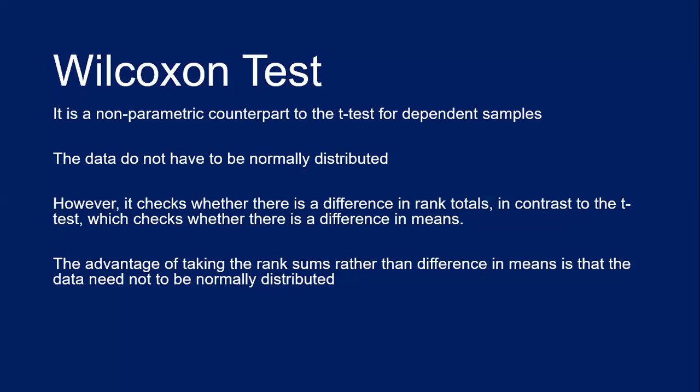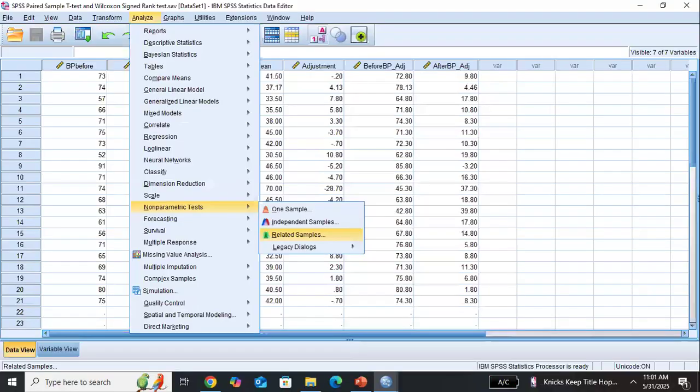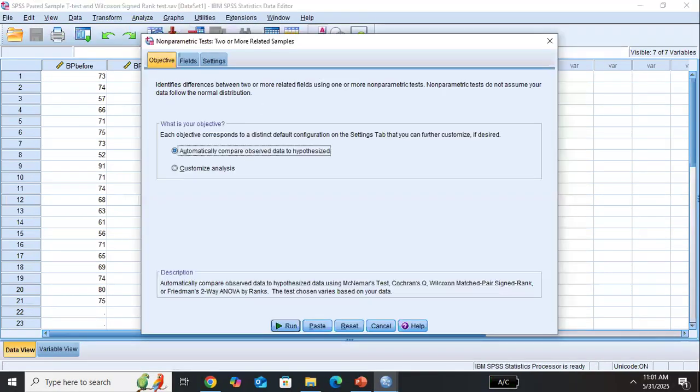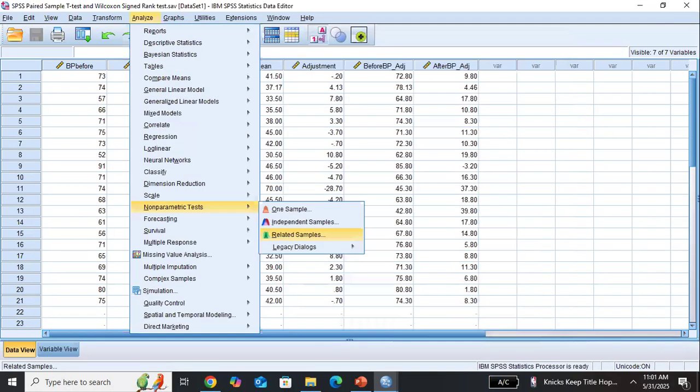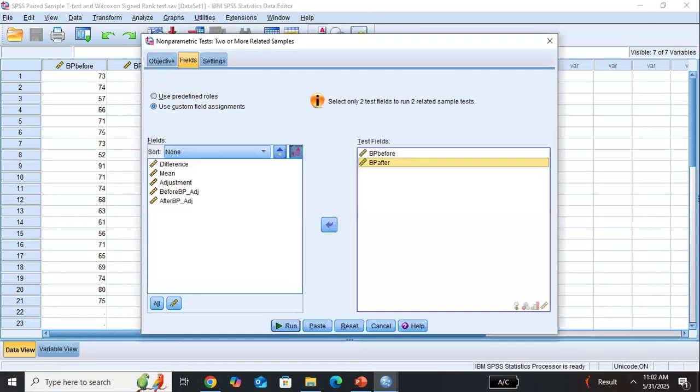Then the Wilcoxon signed rank test is again just like the paired sample t-test. Again, ranking will be done. And then you have to go to Analyze, Non-parametric, Related Samples. So here in the non-parametric tests, you have two different options. Either you go to the legacy dialogs, or you go towards one sample, independent samples or related samples. For Mann-Whitney, you go for independent samples. For Wilcoxon, you go for related samples.